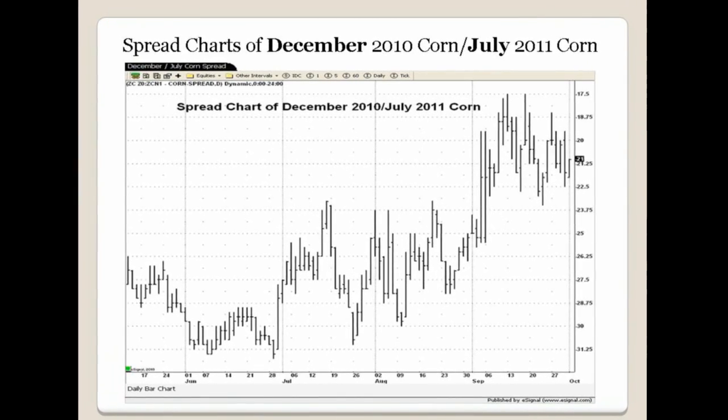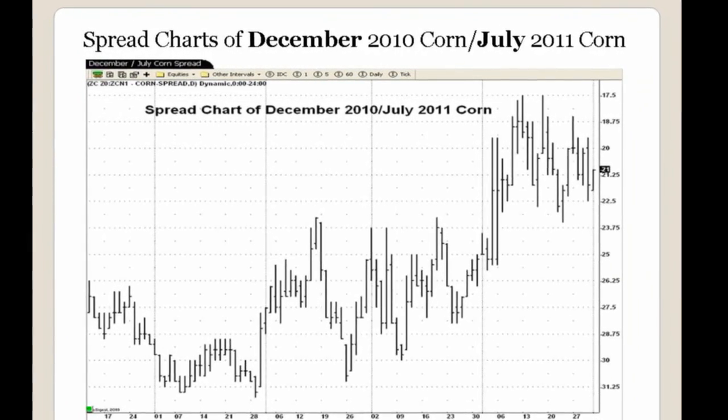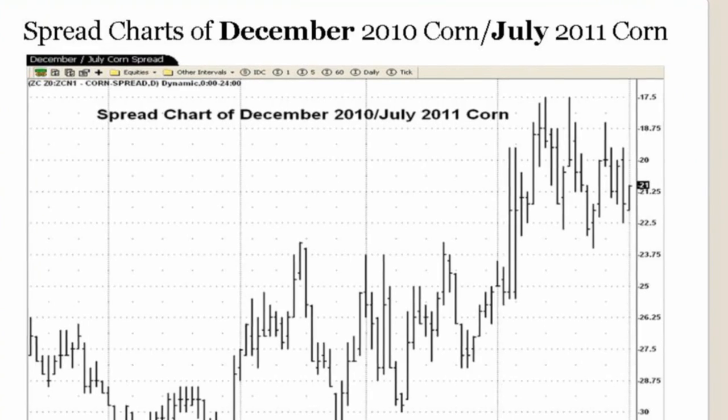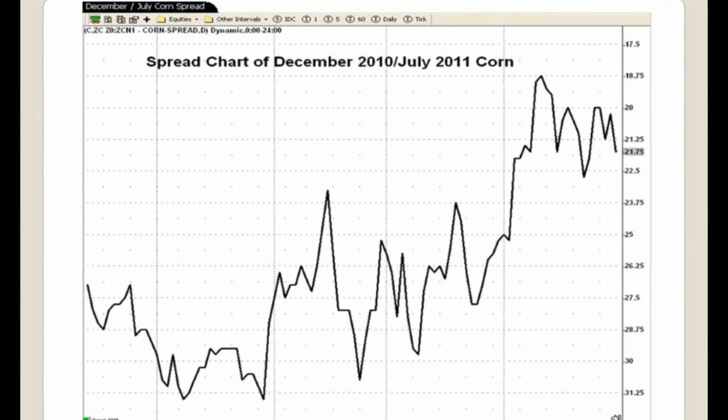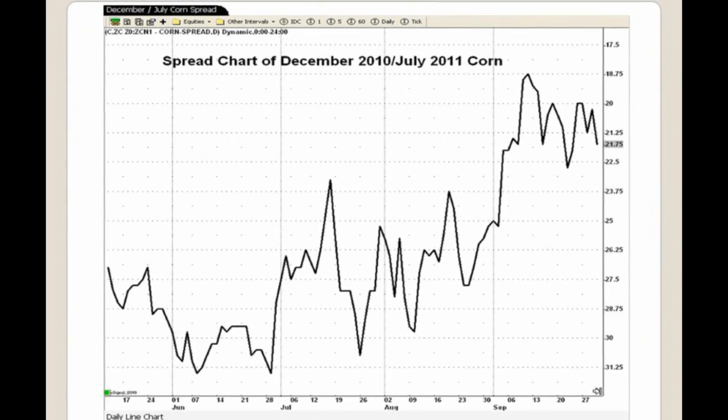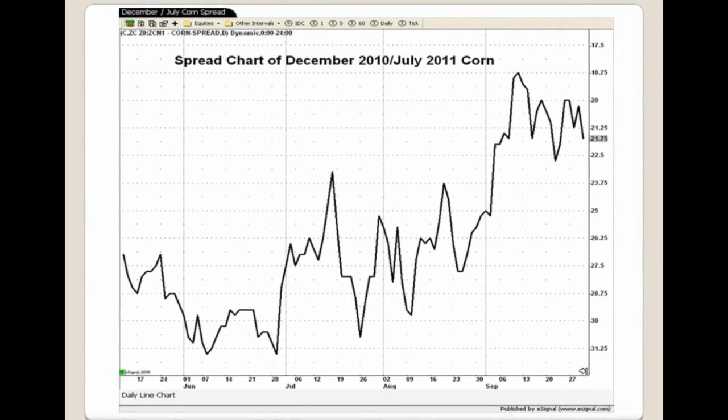In this slide, you see the December-July corn spread in a bar chart form, showing its daily open, high, low, and settlement. The second type of chart is called a line chart, which is simply the daily settlement prices connected by a line.